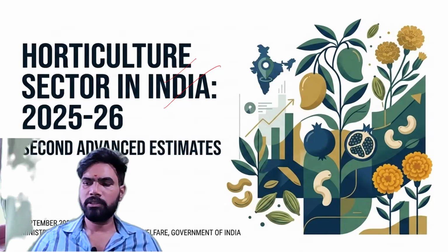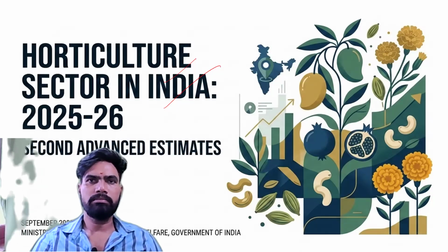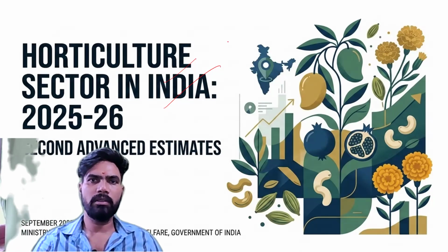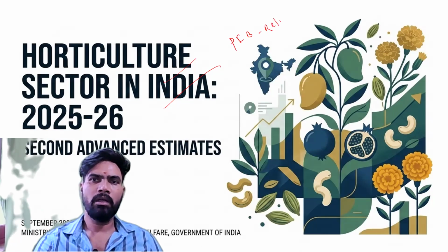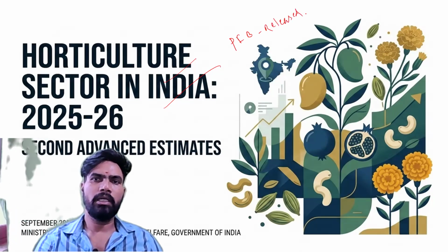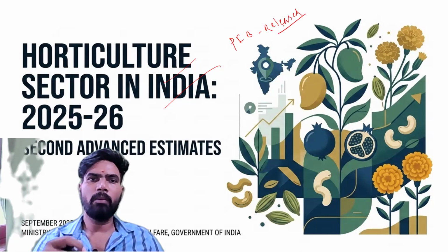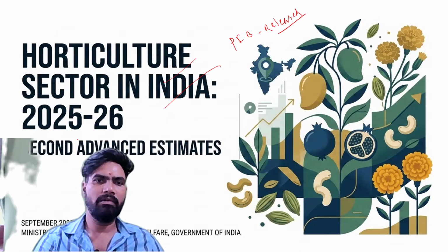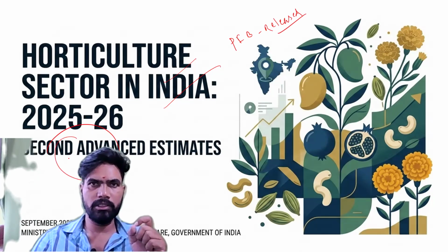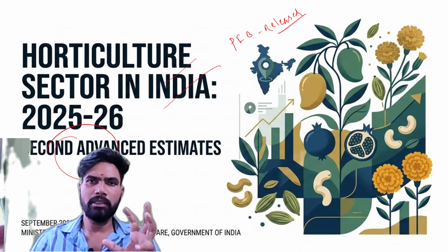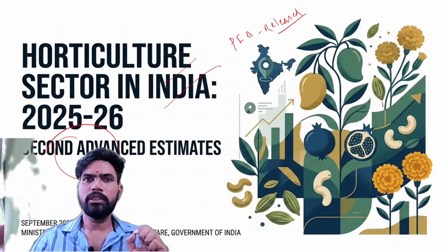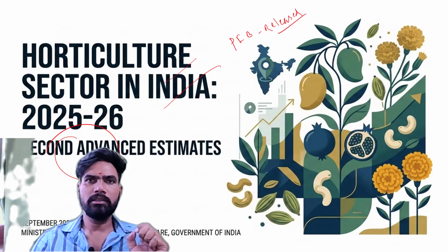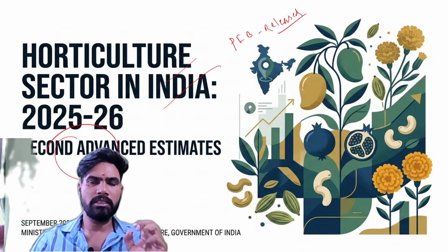Good morning, students. Today we are going to discuss one of the PIB, Press Information Bureau releases. Very important data has been released about the horticulture production. Second advanced estimates have been released yesterday. About that data, we are going to see. Quoting the data is very important in mains answer writing.